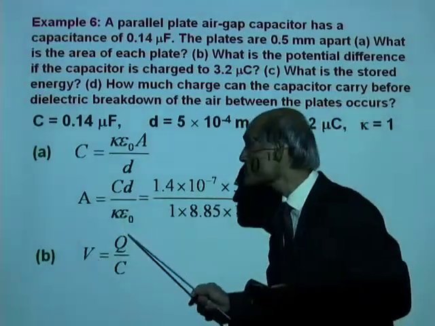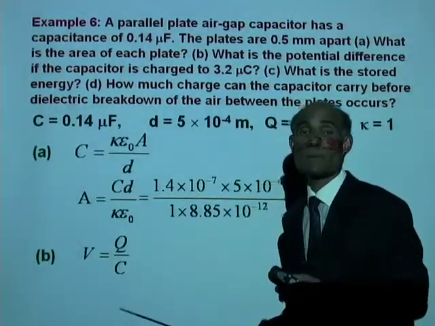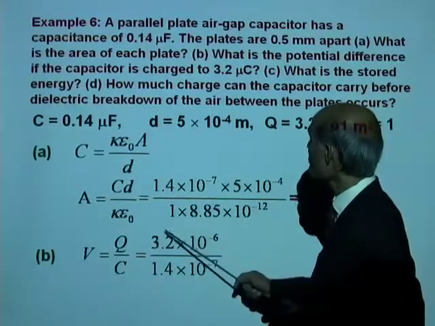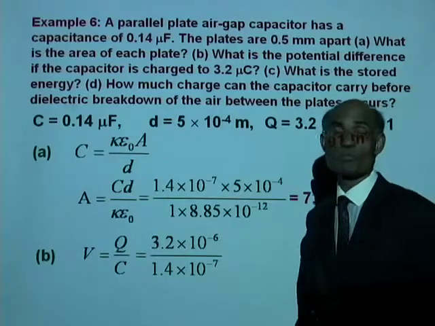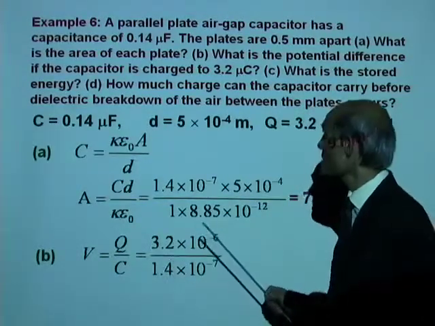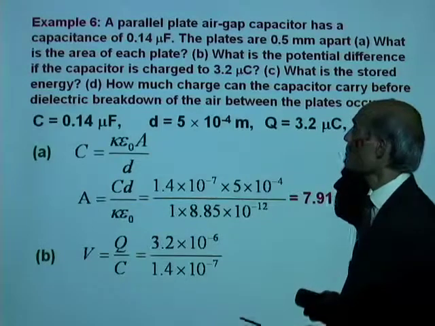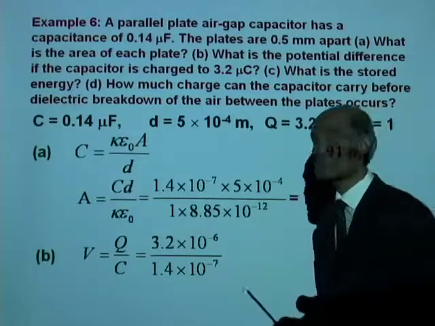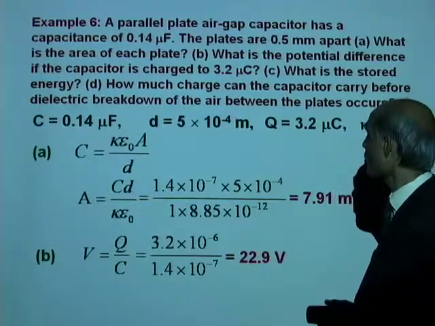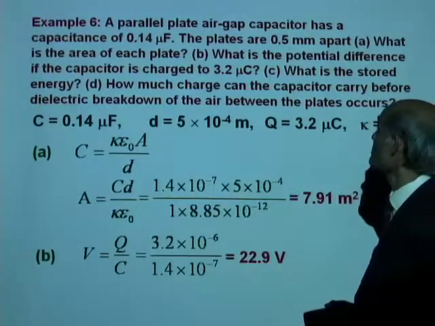V equal to Q over C, and Q is 3.2 microcoulomb, 3.2 times 10 to the negative 6 coulomb, and C, the capacitance, is 1.4 times 10 to the negative 7 farad, and that will be 22.9 volt.